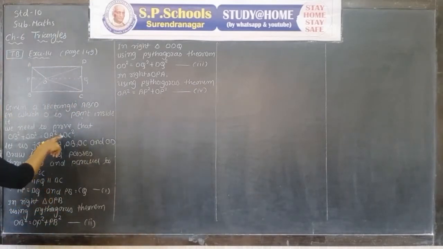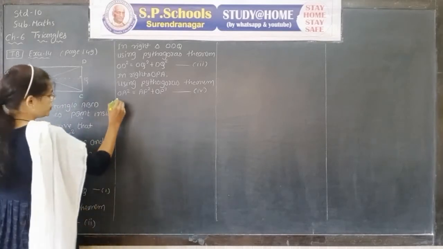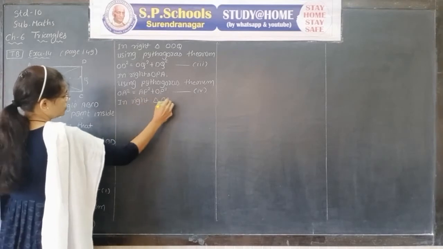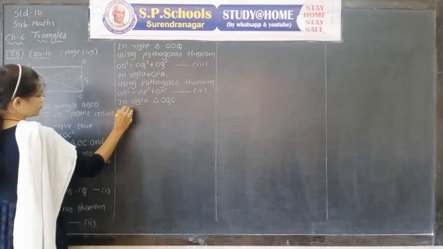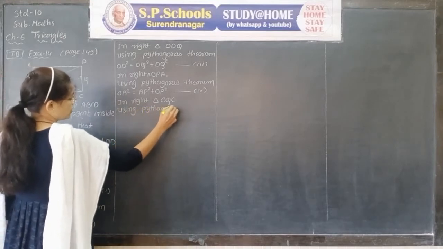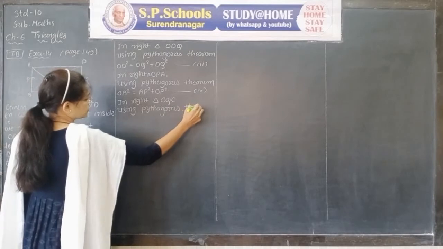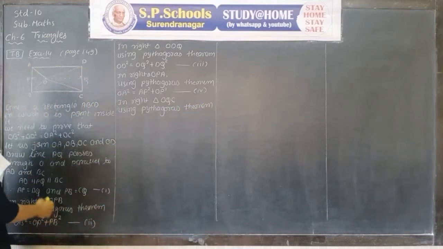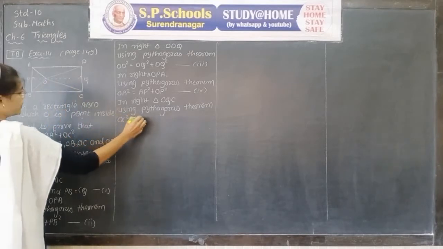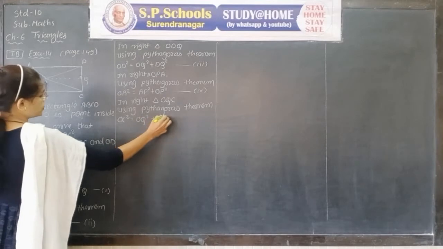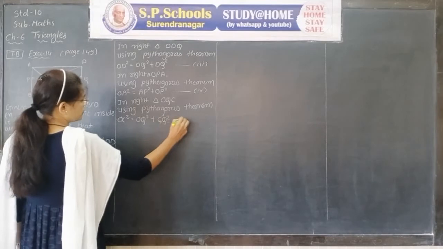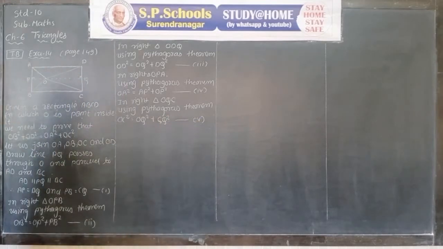Now the last triangle, for OC, means in triangle OQC. In right triangle OQC, using the Pythagoras theorem, the hypotenuse is OC. OC square is equal to OQ square plus QC or CQ square, which is our result number 5.